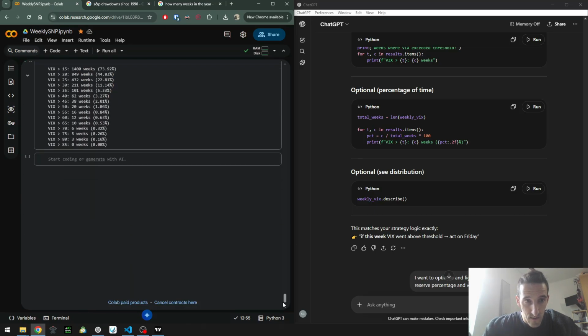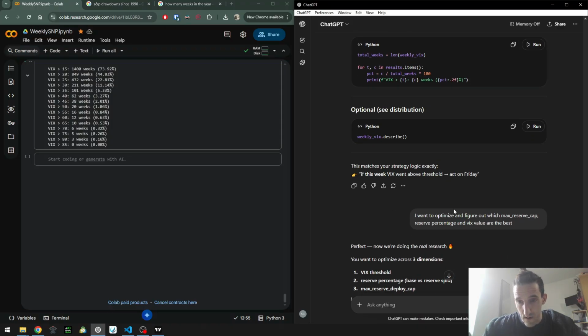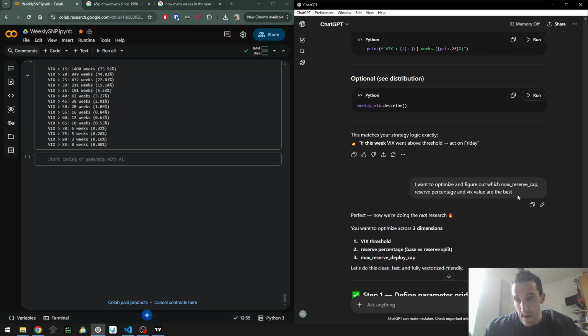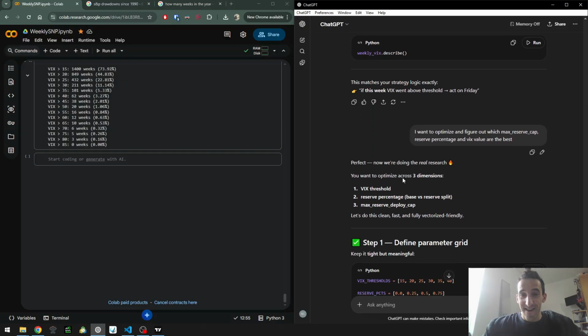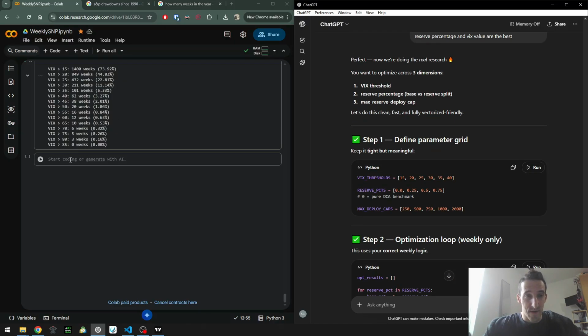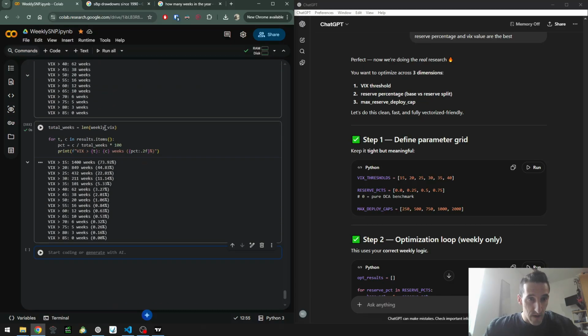And let's just continue. I prompted ChatGPT already with, like a dummy, the dummy that I am. I want to optimize and figure out which max reserve cap, reserve percentage, and VIX value are the best. And there is the code. We'll continue from where we left off.